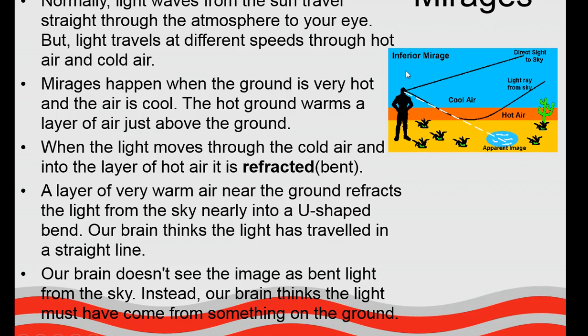Our brain thinks the light has traveled in a straight line. Our brain doesn't see the image as bent light from the sky because we can't see that actual bend. Instead, our brain thinks the light must have come from something on the ground, maybe a puddle of water, or if we're driving down the highway, we think it's a puddle of gas. We hear stories about desert cultures. They're hot, tired, traveling, maybe with all these camels. And up in the distance, finally, they see a watering hole. They keep traveling, and when they get there, there's no water hole. It's because they saw a mirage.